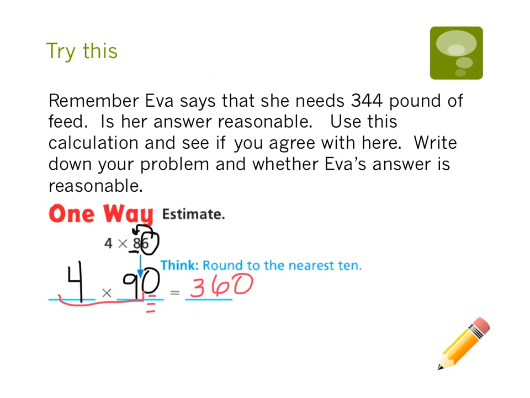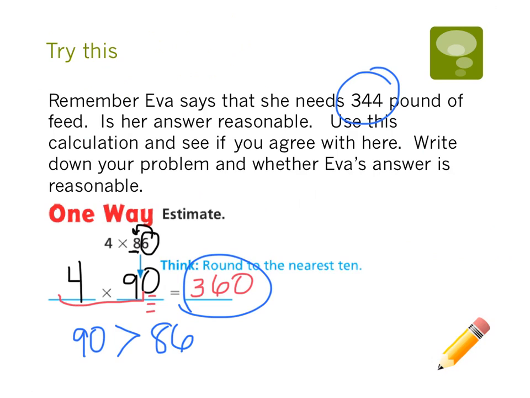Looking at my rounded answer of 360, if I compare it to Ava's answer of 344, the answers are close. That tells me that the answer is probably reasonable. Additionally, the number I multiplied by when I rounded, 90, is greater than the original number of 86. My estimated answer, 360, is also greater than Ava's answer of 344. Altogether, this tells me that Ava's answer is a reasonable estimate.